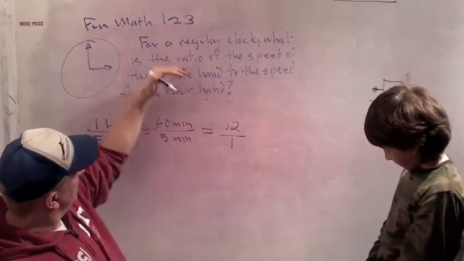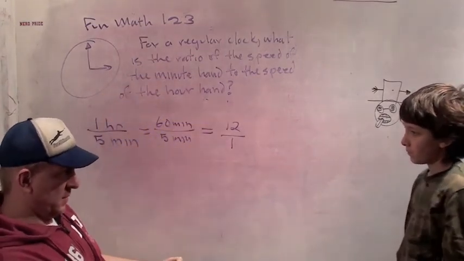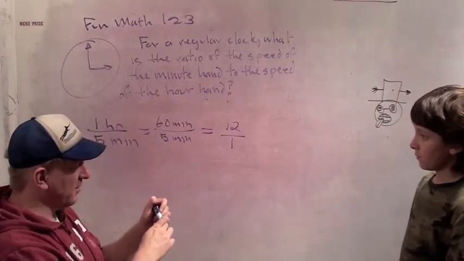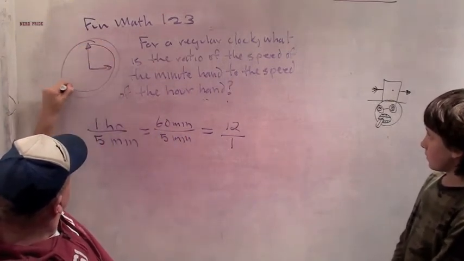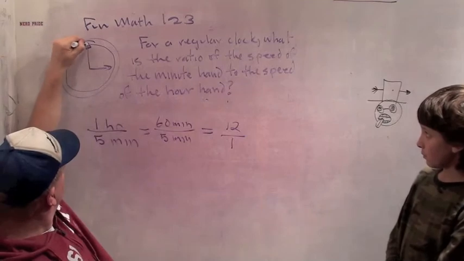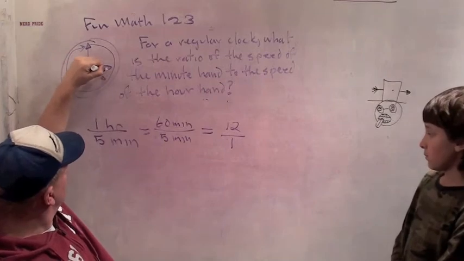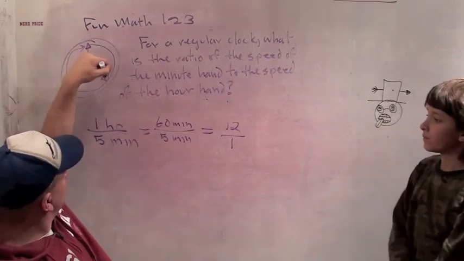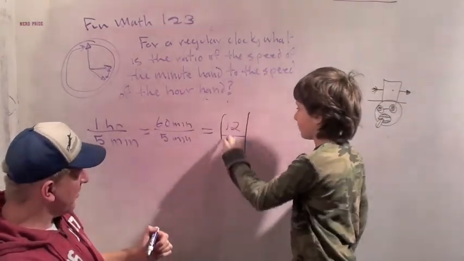12 to 1. What is the ratio of the speed of the minute hand to the speed of the hour hand? 12 to 1. Okay, now let's see if that makes sense, because you thought about it exactly right. It was a little bit harder to organize the thoughts. In 1 hour, the minute hand goes all the way around the clock, right? And the hour hand goes from 3 to 4. In other words, it goes 1/12 of the way around. So this one goes all the way around, and the other goes 1/12 of the way around. In other words, the minute hand is moving 12 times as fast as the hour hand.